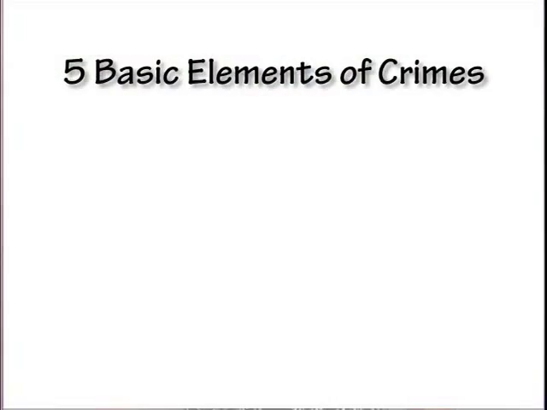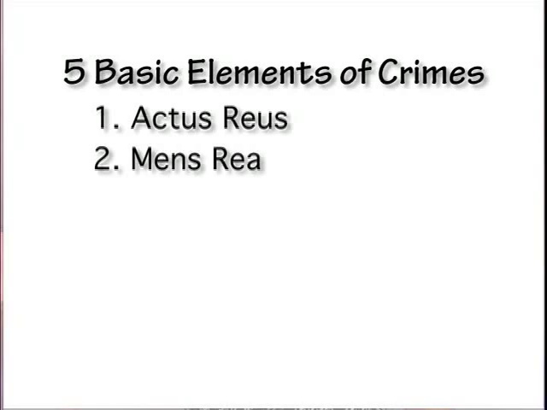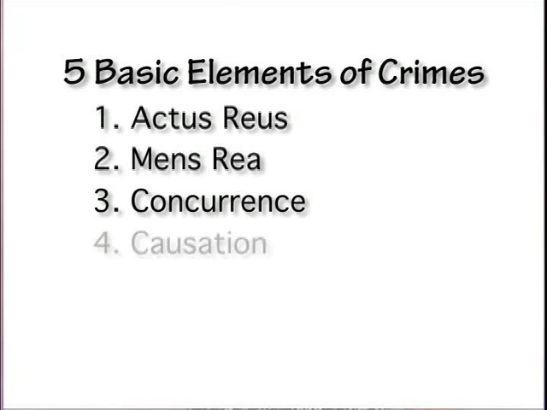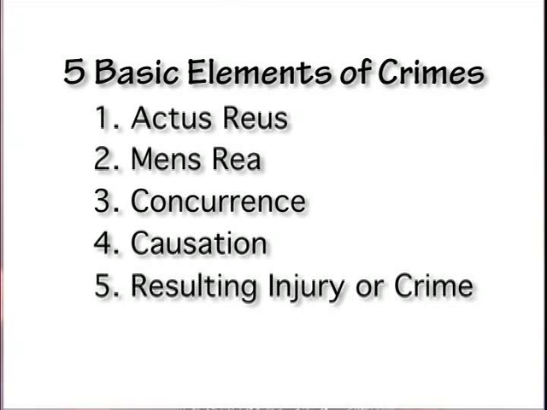Once again, let's go over those 5 elements, and then we'll move on to the next section. The 5 things the prosecution must prove in order to find a defendant guilty of a crime are, number 1, actus reus. Number 2, mens rea. Number 3, concurrence of actus reus and mens rea. Number 4, causation. Number 5, resulting harm or injury. That's all the prosecution needs to prove.